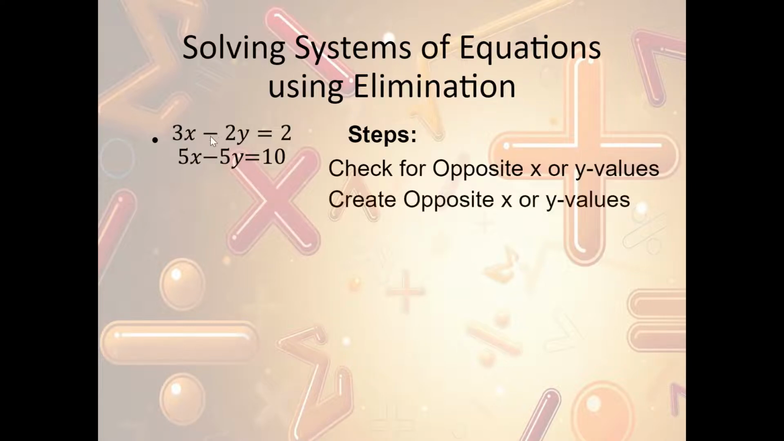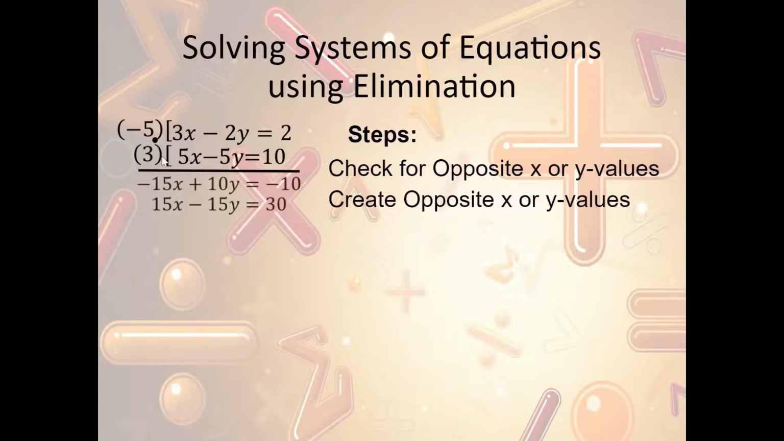Again, I can pick the x's or the y's, it doesn't matter. I'm going to go ahead and choose my x values. So I'm going to multiply this one by negative 5, and this one here by 3. So that gives me negative 15x and positive 15x. Now I can just go ahead and multiply. When I multiply this out, I end up with negative 15x plus 10y is equal to negative 10. And when I multiply this one out, I end up with 15x minus 15y is equal to 30.